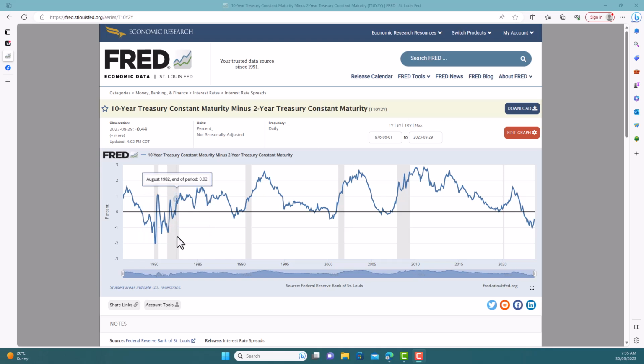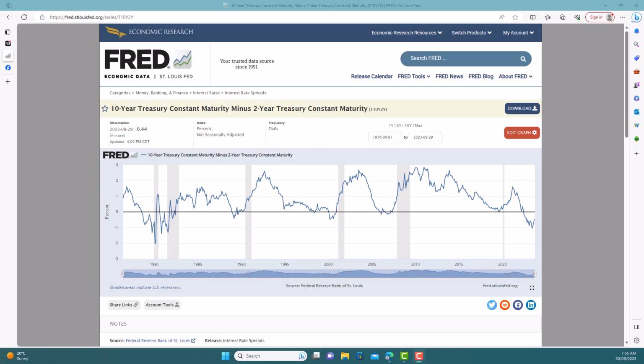Again, the easy way to think about it is that the yield curve is like a snapshot of interest rates for bonds of different durations. When it's normal and upward sloping, it's usually a good sign for the economy. But when it inverts, like it has, it can indicate economic uncertainty and potential trouble ahead.